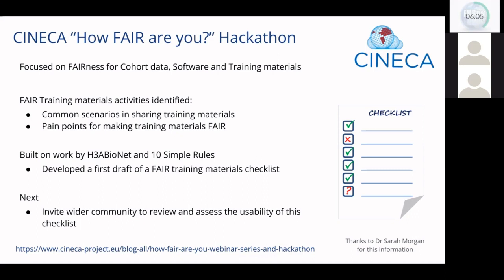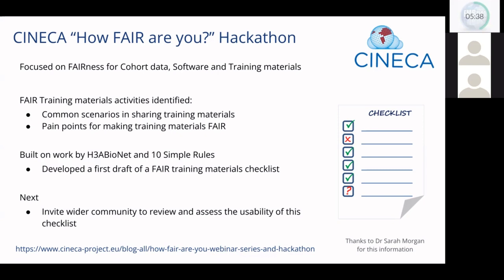These activities also built on work from H3ABioNet and the 10 Simple Rules paper to develop a first draft of a FAIR training materials checklist. So the kind of thing that you might be able to use when you're trying to make your training materials FAIR, to make sure that you've ticked off all of those boxes, but also a way of assessing whether your materials are FAIR or not.